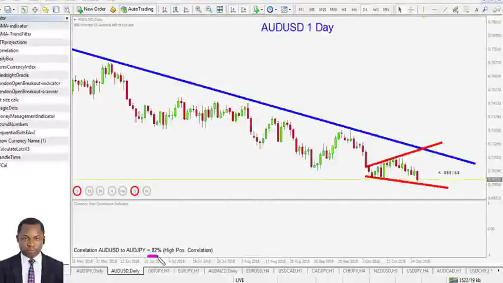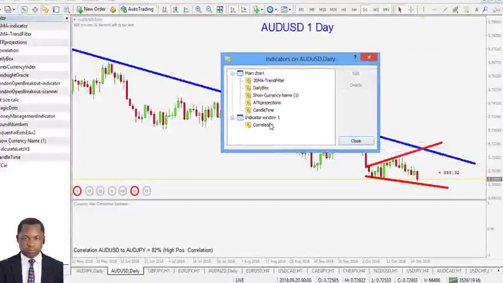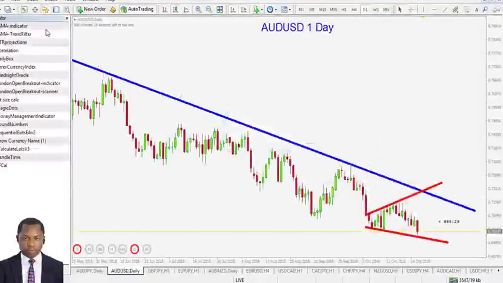That is high positive correlation. Very high positive correlation. That means they move in the same direction. If the Australian dollar against the Japanese yen is going down, the Australian dollar against the American dollar will definitely be going down. And this is what I am seeing in the Australian dollar against the American dollar.